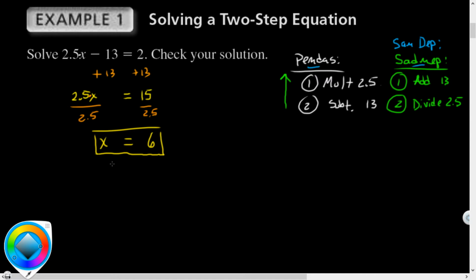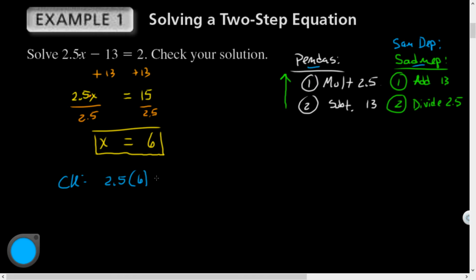All right? So it did say to check our solution. I guess I can check our solution. So when I do a check, if x is equal to 6, everywhere there's an x, I'm going to plug in a 6. So 2.5 times 6 minus 13, is that equal to 2? 2.5 times 6, let's see, 6 times 2 is 12, right? 6 times 0.5 would be 3. 12 and 3 is 15. Minus 13 equals 2. That is 2 equals 2, friends. 2 equals 2. Cha-ching. It checked out.